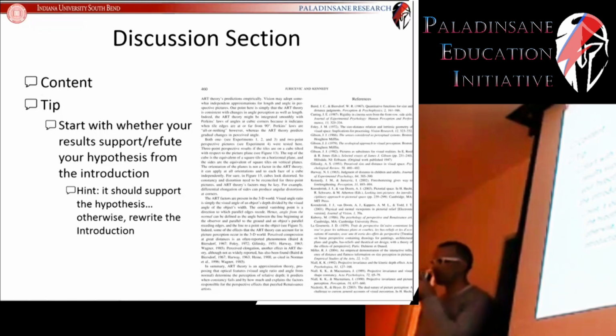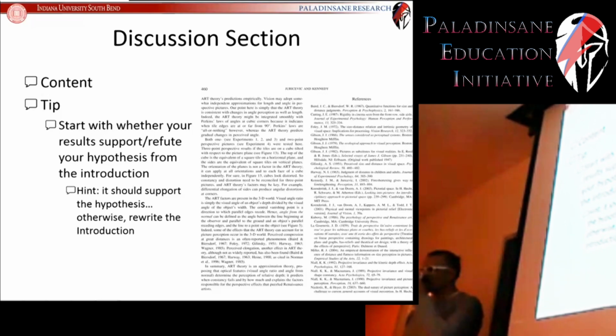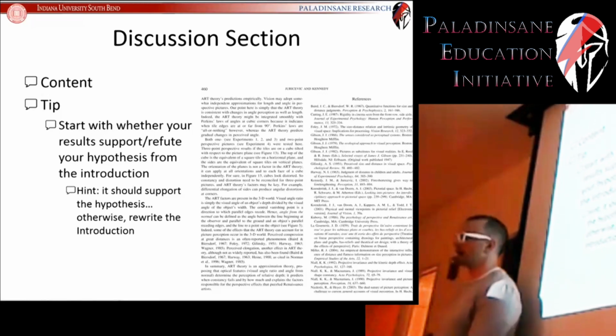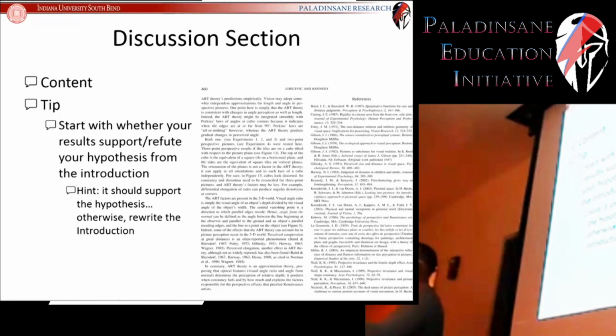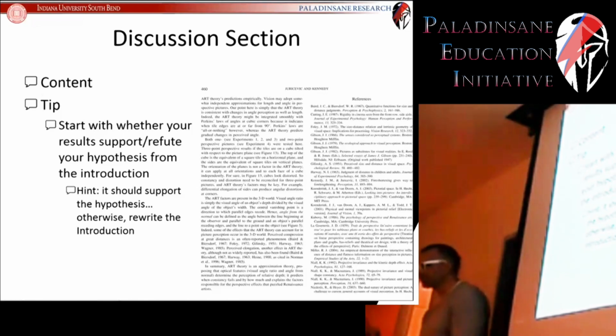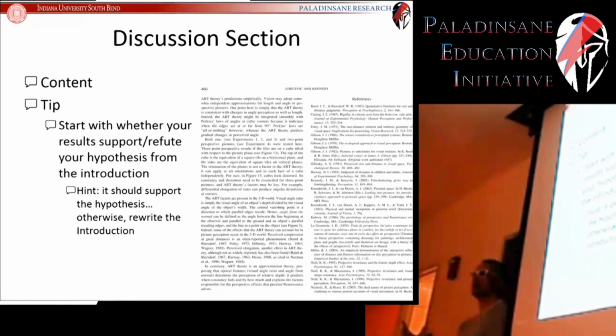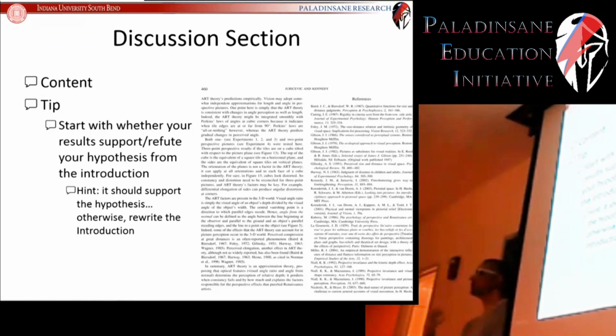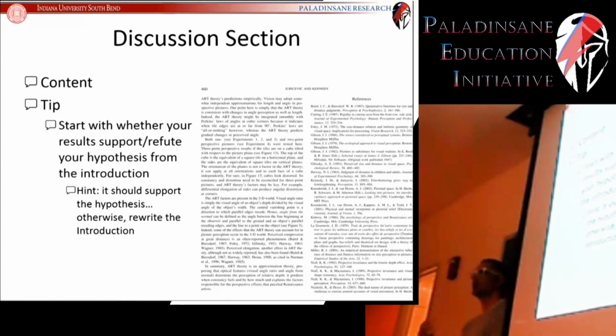Yep? So if you have two hypotheses, does only one have to agree with it then? Yes. So if you have multiple, only one needs to agree with it. Exactly. And I'm glad you brought that up. Those are actually better, more engaging articles, where you have two hypotheses or more.